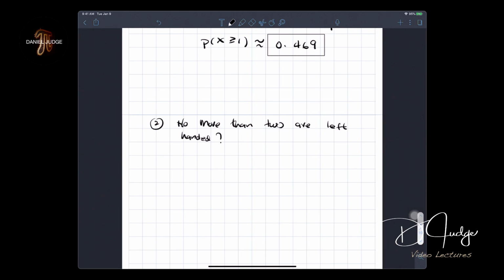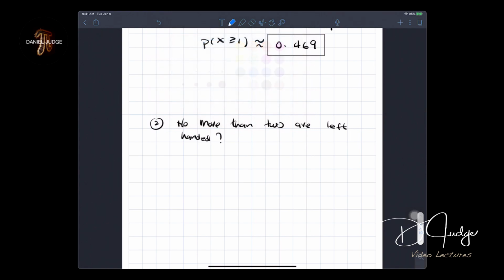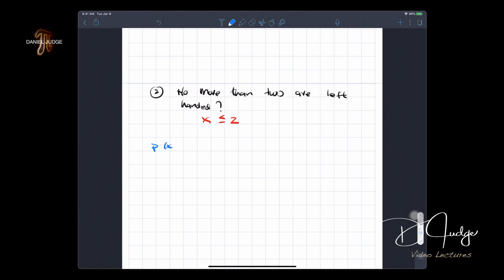We're still selecting 6. We want to know what's the probability of selecting no more than 2 people from that group being left-handed. Well, no more than 2, if you guys remember, that means X is less than or equal to 2. So the probability that X is less than or equal to 2 is P of 0 plus P of 1 plus P of 2. And remember, this here is by definition. This is no more than 2 are left-handed.